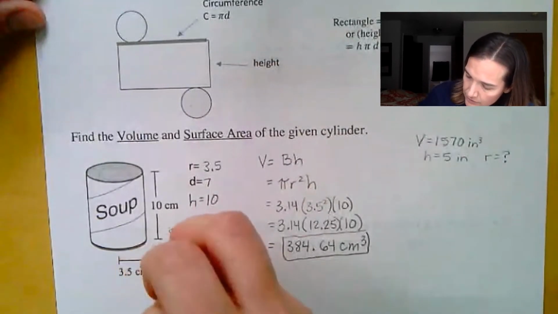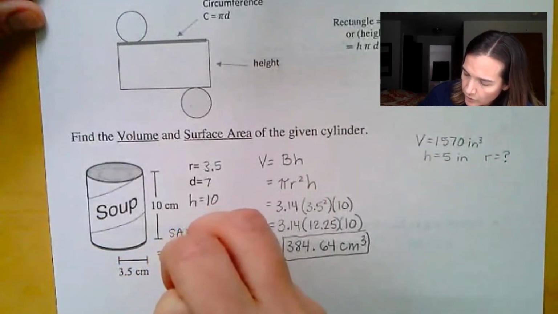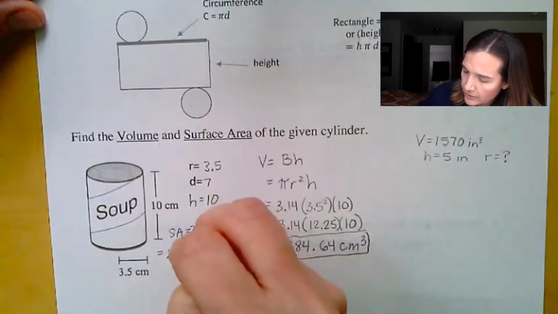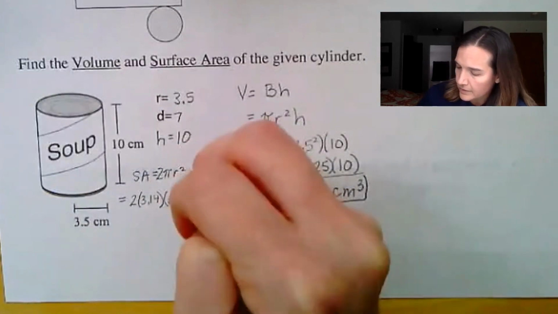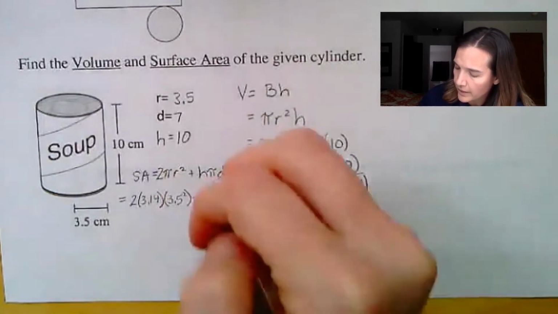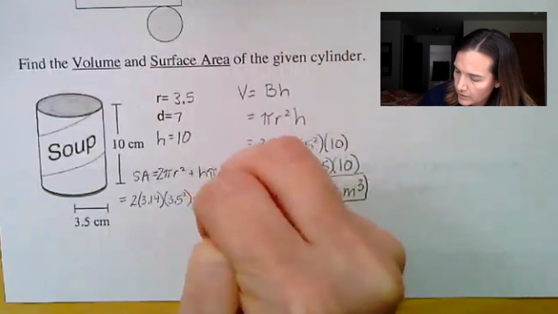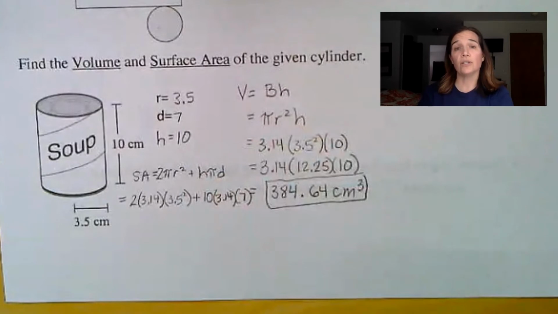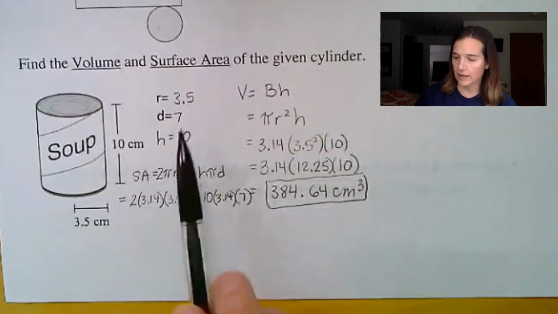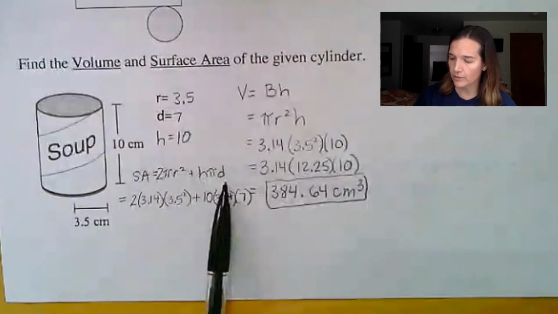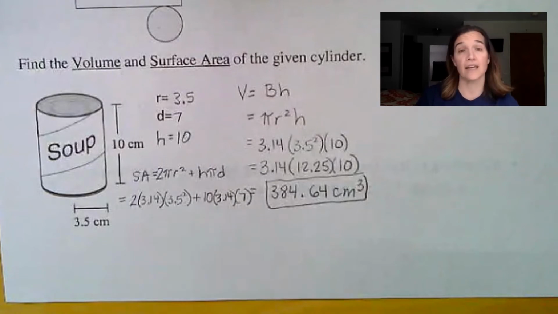Let's see. So 2 times 3.14 times my radius again is 3.5, and I'm going to square it, plus my height, that's 10, times pi, 3.14, times diameter, in this case is 7. And notice that I don't have to do too much thinking. If I have the formula written and I have what each one equals, when I get to a letter, I just look up and say, oh, R is 3.5. The diameter is 7. Oh, I need a height. That's 10. So it's really easy to plug the numbers in without making too many mistakes.